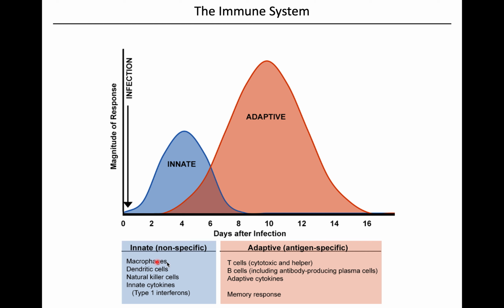And again, here we can see some of the different cell types that are involved with those two different responses, and we'll bump into these as we go along. Also wanted to point out here, aside from some of these cell types, we have chemicals called cytokines that are involved in both, but are primarily associated with that innate response.